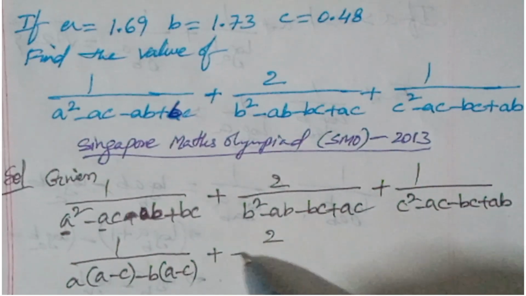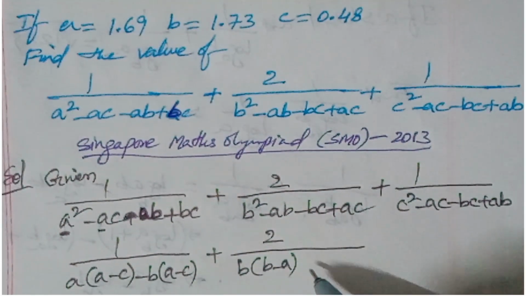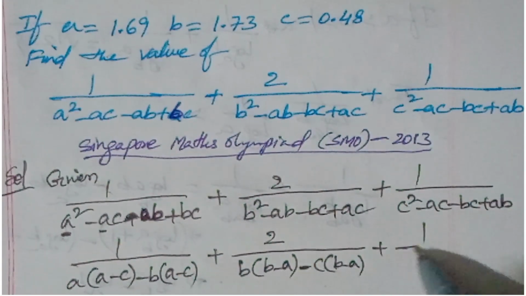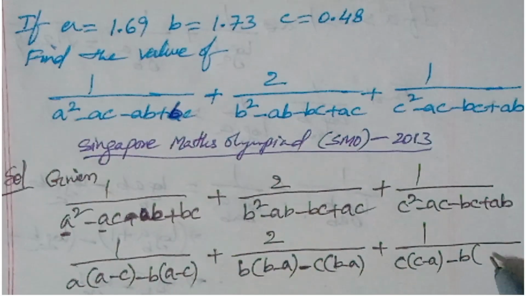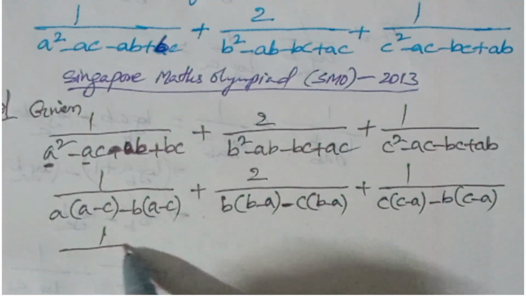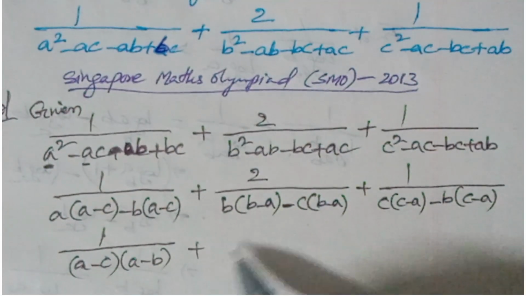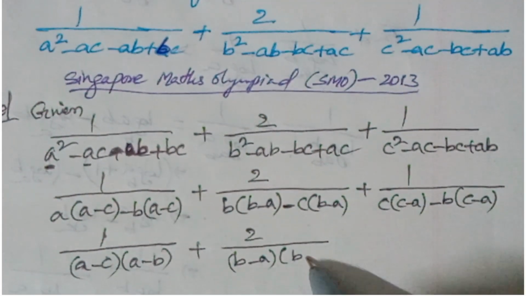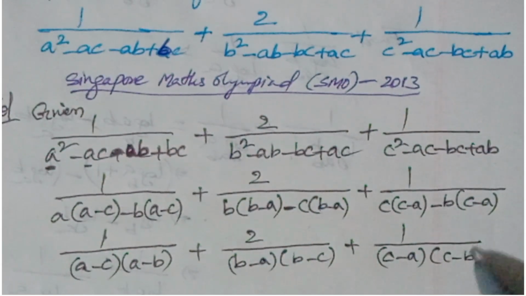In the same way, in the second one also you can take common. Here you can take B common, B minus A, minus C common, B minus A. In the third one you can take C common, C minus A, minus B common, C minus A. Now you are getting two factors: 1 by A minus C into A minus B, plus 2 by B minus A into B minus C, plus 1 by C minus A into C minus B.